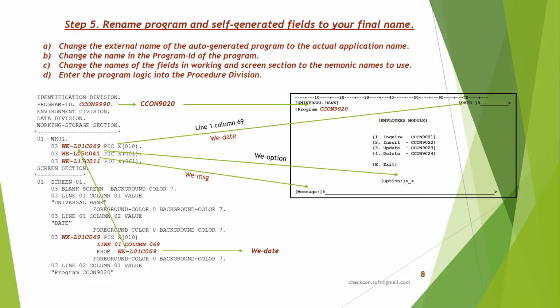Note that auto-generated field names have the line and column numbers, which can be used to identify them on the screen, and put the appropriate name, for example, the case of WE date that corresponds to the date field on the screen.